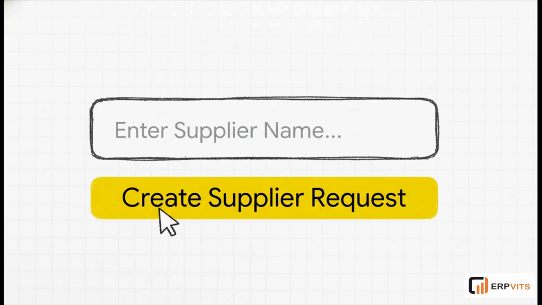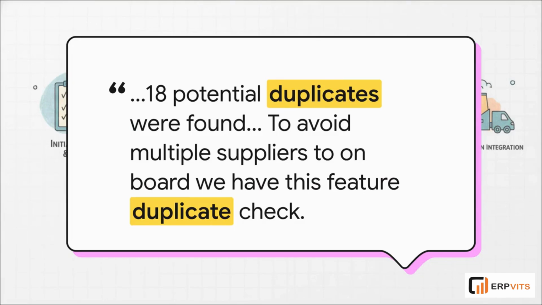So your first step seems almost laughably simple. You go find the Create Supplier Request button and you type in the supplier's name. But right there, that very simple action triggers something incredibly powerful and really, really important. And boom, there it is. Before you can even move forward, the system instantly scans your entire database to see if the supplier might already exist. Now, this isn't just a nice little feature. This duplicate check is the system's first line of defense against creating messy, confusing data. It prevents the absolute nightmare of having 5 different records for the exact same partner.